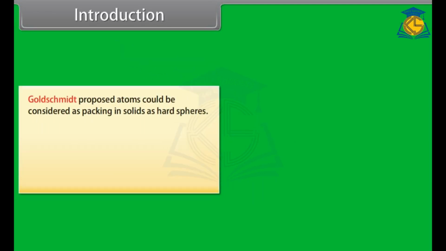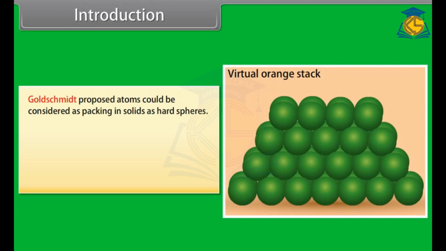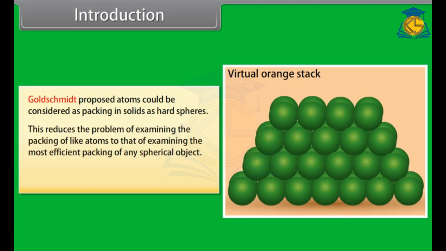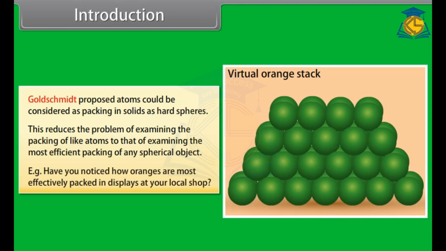Introduction. Goldschmidt proposed atoms could be considered as packing in solids as hard spheres. This reduces the problem of examining the packing of like atoms to that of examining the most efficient packing of any spherical object. Example: have you noticed how oranges are most effectively packed in displays at your local shop?